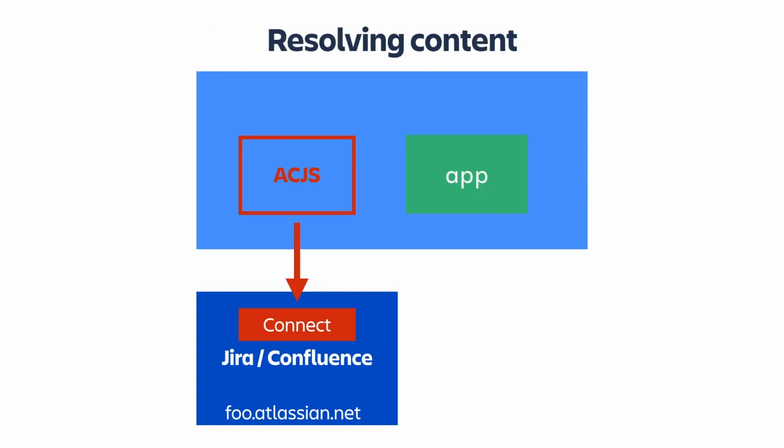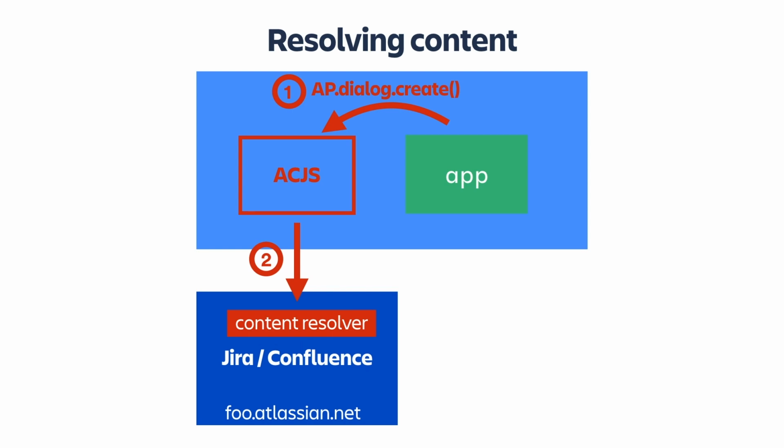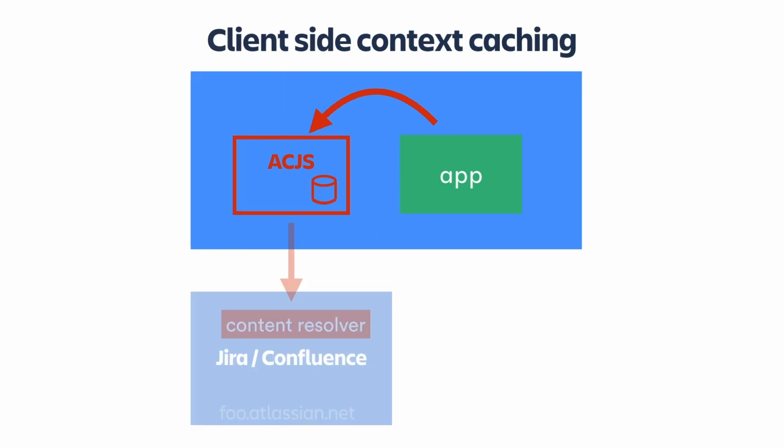There are times when ACJS needs to query the Connect plugin in order to find details about an app module. For example, when an app sends a request to open a dialog module, ACJS needs to resolve the module by calling a Connect component called the content resolver. Calling the content resolver in the middle of UI interactions results in a slow user experience, so we're making optimizations to avoid this in certain cases.